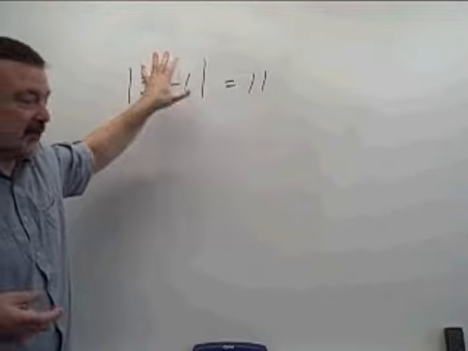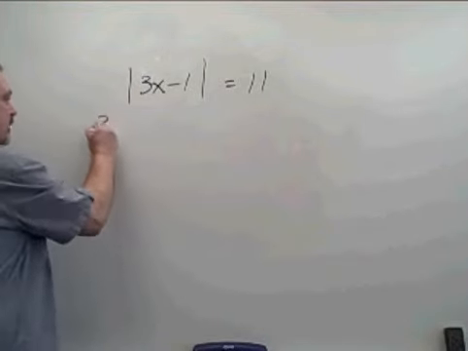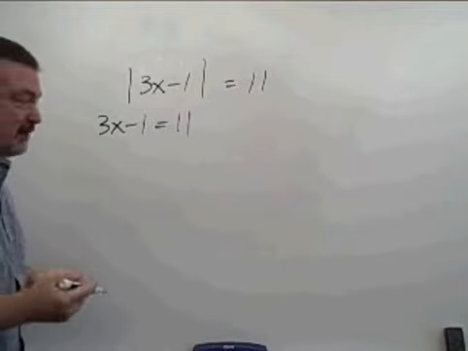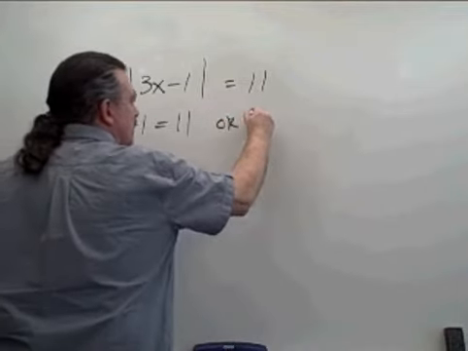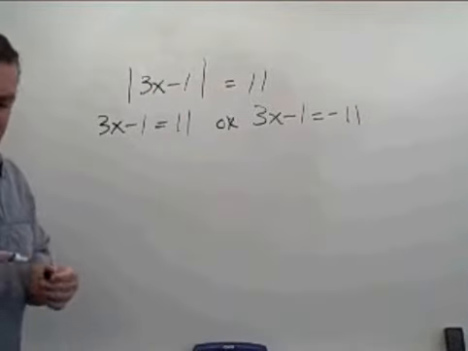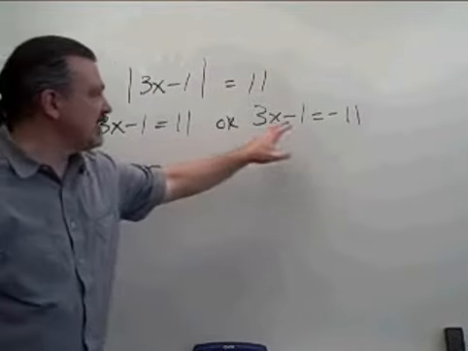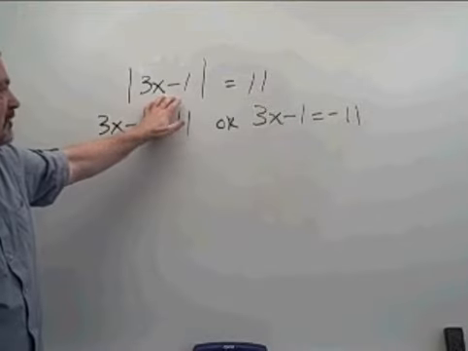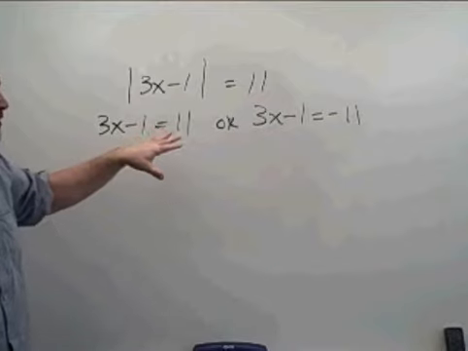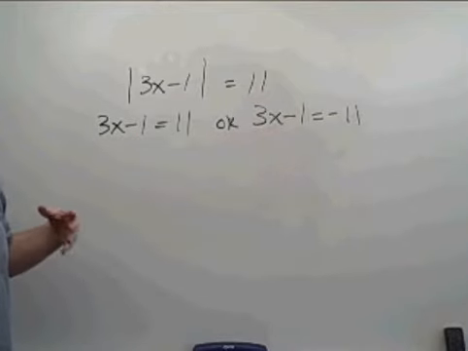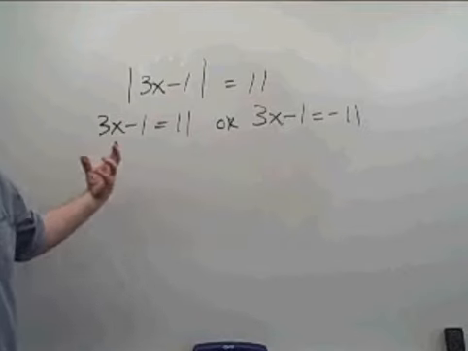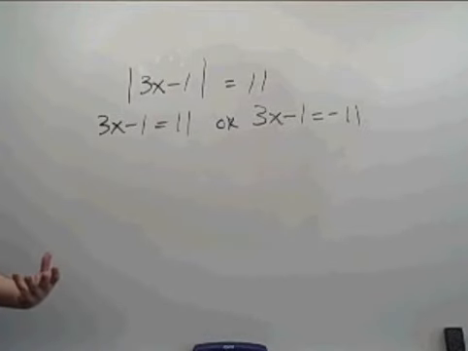The quantity here, 3x minus 1, is either equal to 11 or 3x minus 1 would have to be equal to negative 11. 11 and negative 11 are the only quantities whose absolute value is equal to 11. And that produces two equations we can solve to find the two solutions for x. And we can solve them now without having to deal with the absolute value.